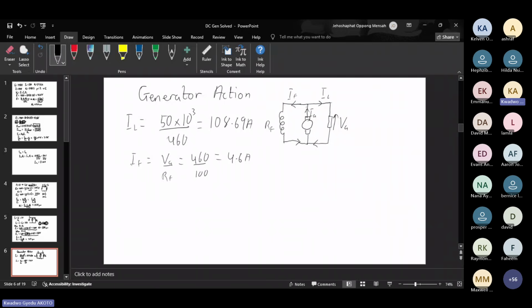And then from KCL, we can tell that our IA is just our IF plus our IL, right? So IA is equal to IF plus IL. Please keep this relation in mind. We will use it to prove why the direction remains unchanged, okay? So our IA is going to be equal to 4.6 plus 108.69, and this is going to be 113.29 amps, right?